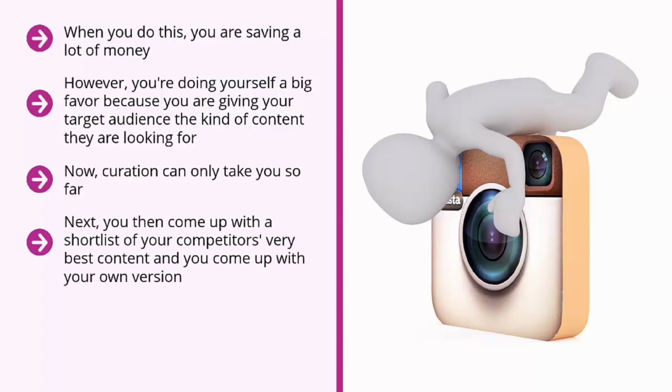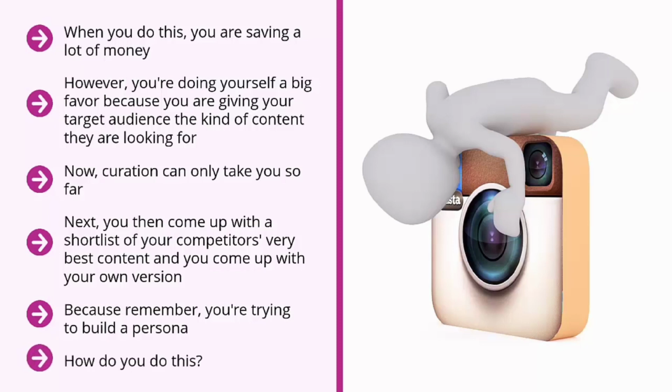Next, you then come up with a short list of your competitors' very best content and you come up with your own version. This version has to be so much better that it's obvious. This is the key. This is what will put you over. Because remember, you're trying to build a persona. Up to this point, when you curate, the only persona you're building is that you're just part of the niche. Your brand is just another face in the crowd. You want to get over. You want to come up head and shoulders from the rest. How do you do this?